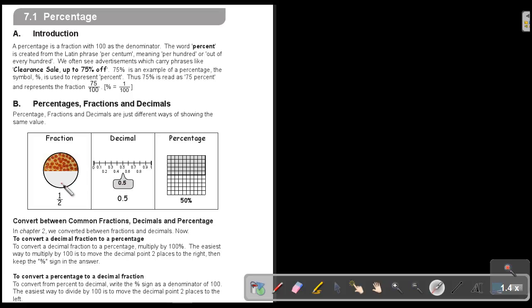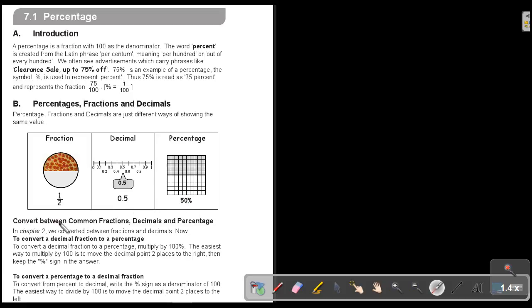Now, if I want to make this fraction or decimal fraction a percentage, I can take a 10 by 10 grid, and if I take half of the blocks, therefore 50 small blocks, that will be 50%. Take note, a half is equal to 0.5 is equal to 50%.